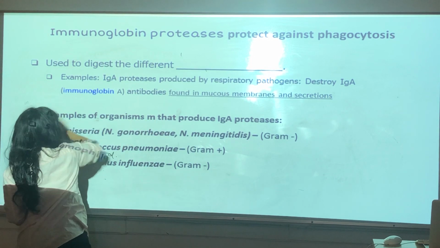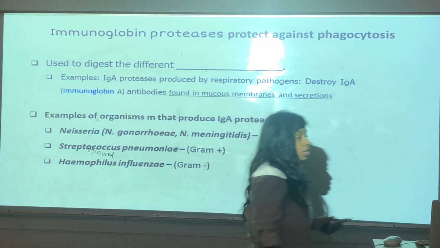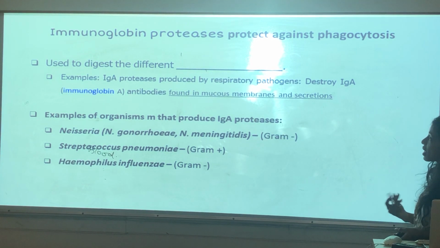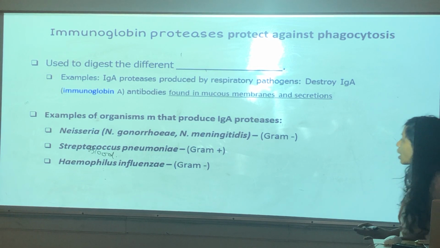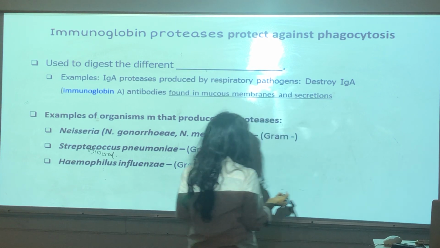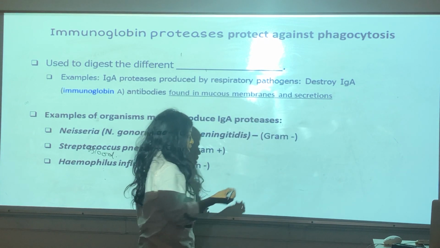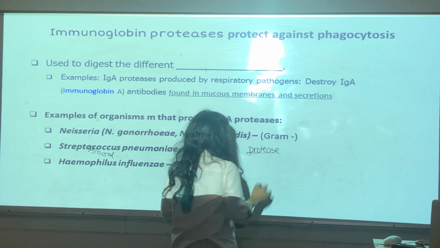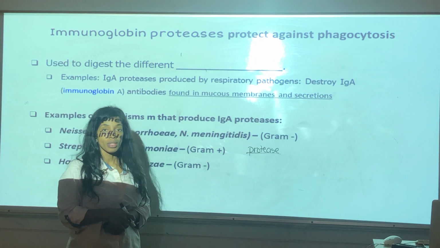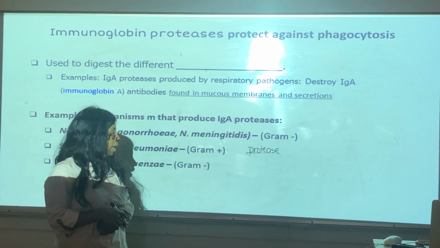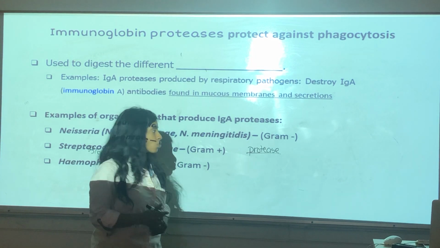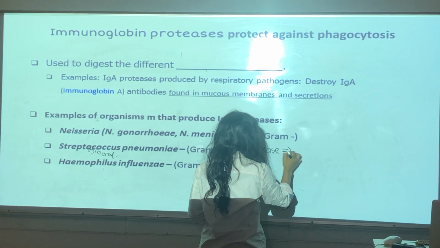So another mechanism that some bacterial cells use in order to protect themselves against phagocytosis is by making an immunoglobulin protease. Before we look at the entire slide, let's look at what we mean by immunoglobulin and what we mean by protease. What is a protease? We talked about proteases in earlier lectures, and this is an enzyme. What does the enzyme do? Well, the enzyme is going to digest proteins.